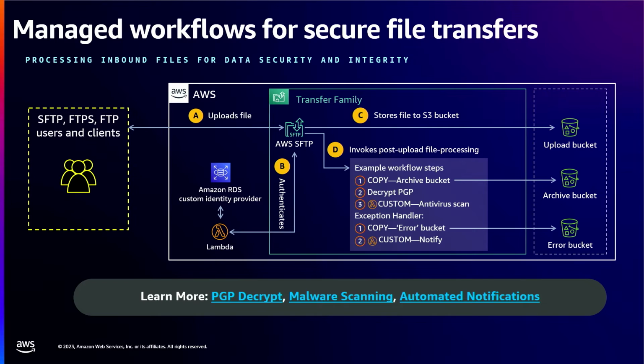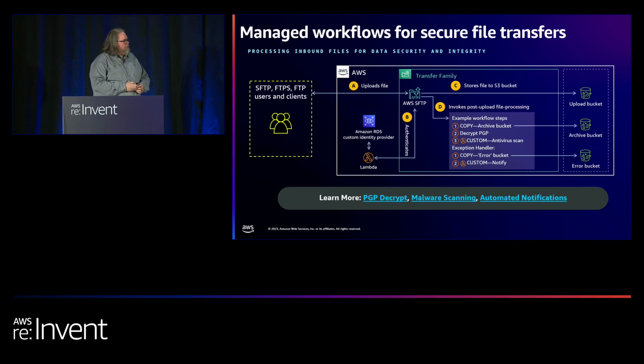That file decryption can either be done with a top-level key at the server level, or you can have a different key for each user. So when the files come in and they're pre-encrypted, you can decrypt them automatically and then stage them out to a different S3 location from there. And then you can do custom workflows.